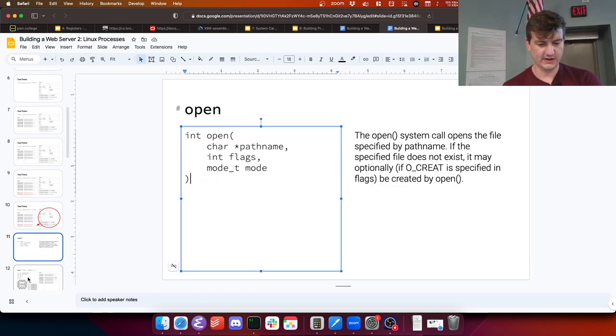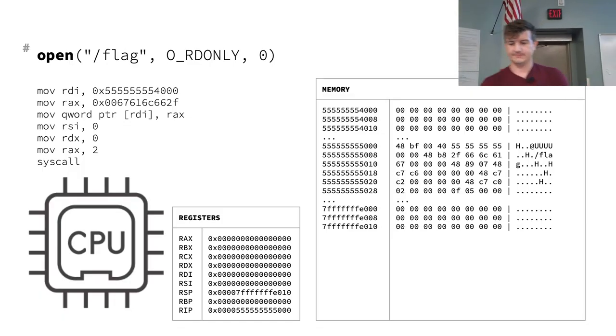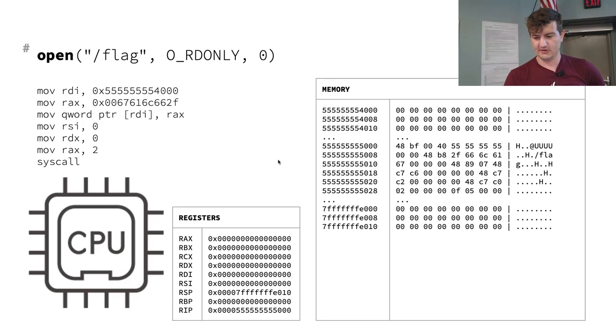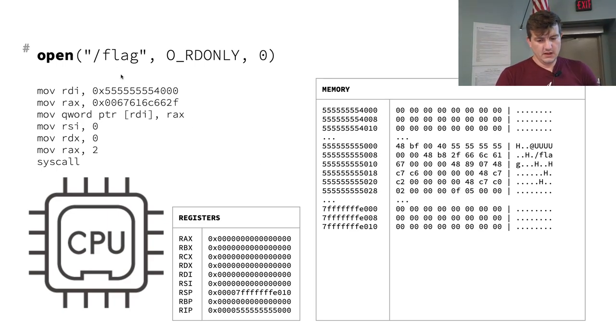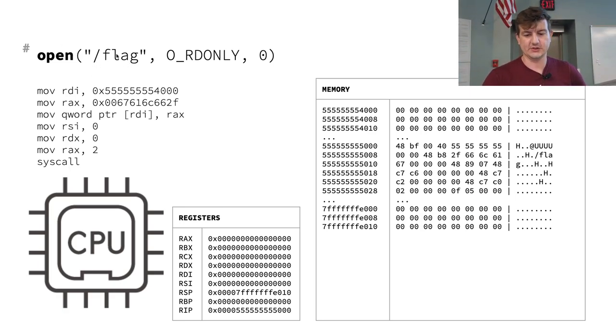So we can look at an example of this. Here we have in memory, we are doing a syscall. We can work backwards a little bit to figure out what syscall this is. At the top here is the C code. We want to call the open syscall to open the file /flag. We want to pass in a flag O_RDONLY, and the mode is zero.